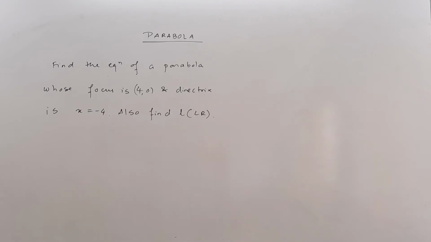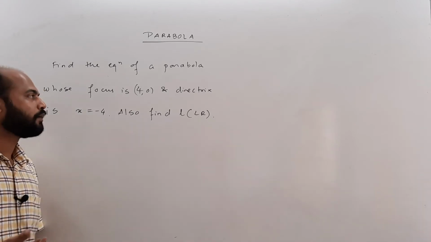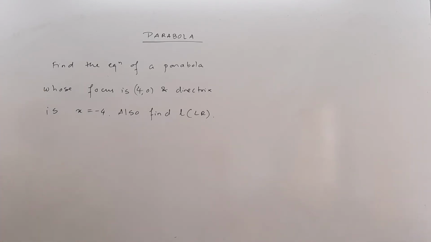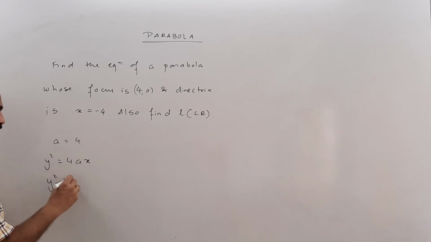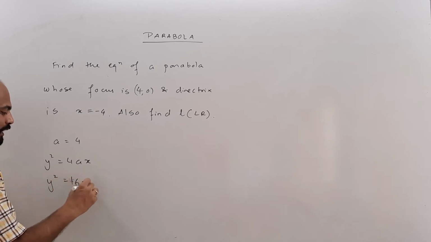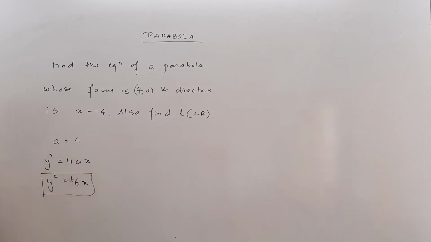Now we have this question which is quite easy and standard. It's given to us that the focus is 4 comma 0 and directrix is x equals to minus 4. Find the length of LR. So we have to find the equation of parabola first. Now it's very easy because we know that the equation of directrix is given as x equals to minus a, and the focus is of the form a comma 0. So both are matching over here, which means that a is 4. And obviously the equation of parabola is going to be y square equals to 4ax, which is 16x in this case. But that is not all.